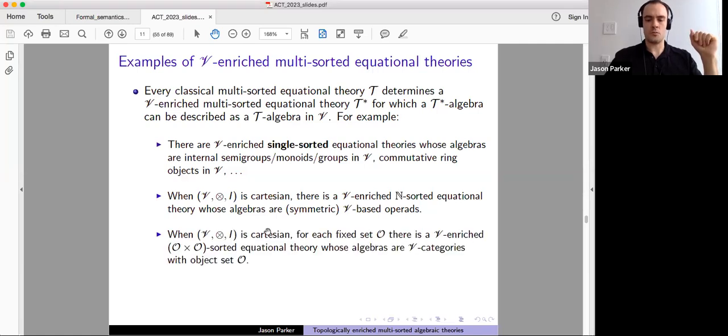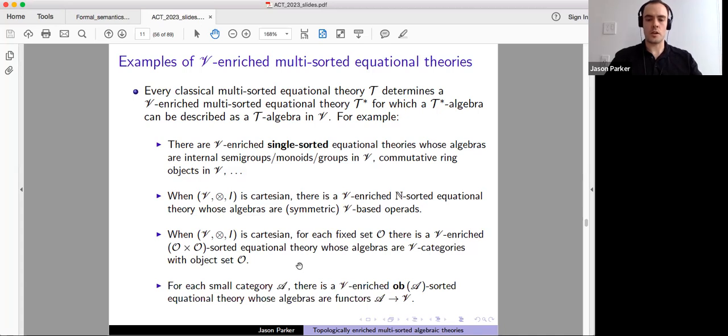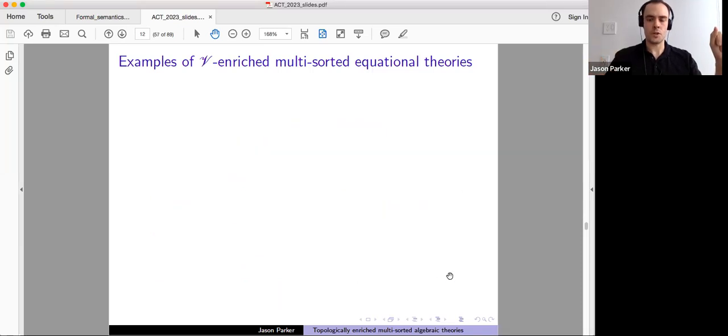When again V is Cartesian monoidal, given any set O, we can define a V-enriched O times O sorted equational theory whose algebras are V-categories with this object set O. And for each small ordinary category A, there's a V-enriched ob A sorted equational theory, with sorts the objects of A, whose algebras are the functors from A to V. Okay, so now for some more properly enriched examples that are not of the flavor from the previous slide.